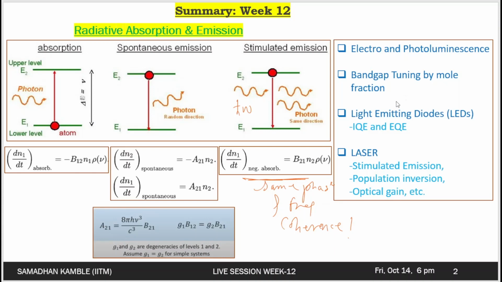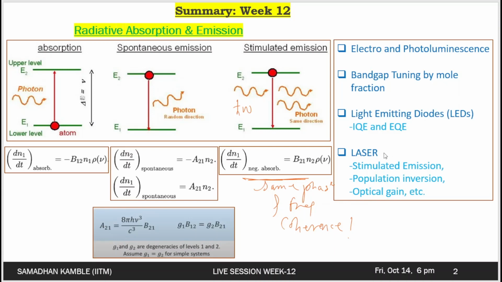After that, we moved to this special class of devices, the light emitting diodes, and we saw their internal and external quantum efficiencies. These are quite important. We'll see a problem based on this in the problem session.